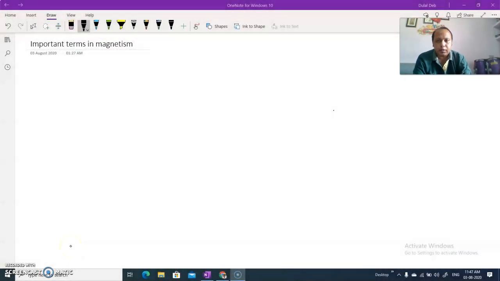So the first term that we are going to discuss is magnetizing force. The magnetizing force is represented by H. Capital H represents magnetizing force.